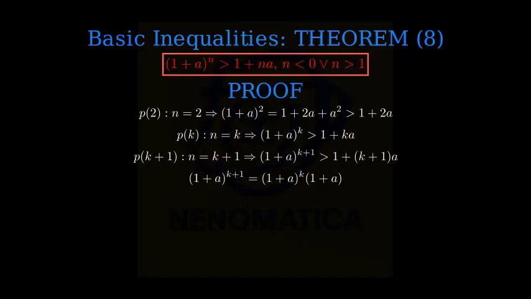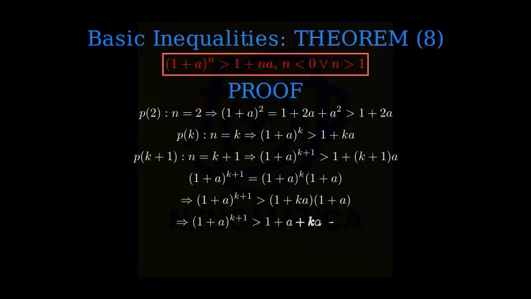Now, using our induction hypothesis, we know that 1 plus a raised to the power of k is greater than 1 plus k times a. Multiplying both sides by 1 plus a, which is positive since a is greater than -1, we get that 1 plus a raised to the power of k plus 1 is greater than 1 plus k times a times 1 plus a. Let's expand the right side of the inequality.